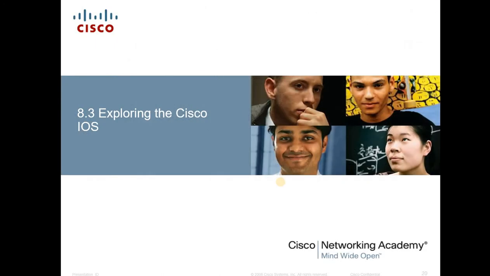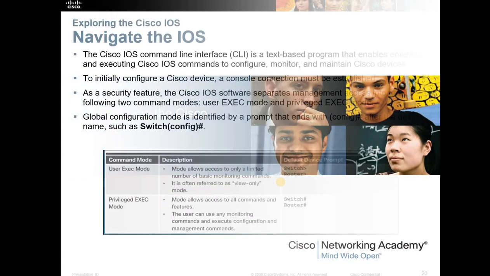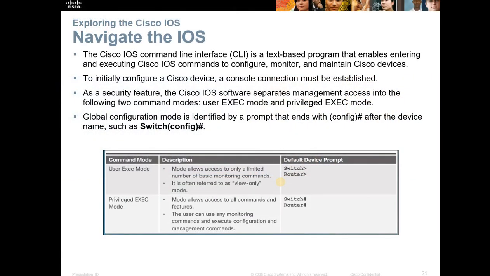So coming to exploring the Cisco IOS. Cisco IOS command line interface is a text-based program that enables entering and executing Cisco IOS commands to configure, monitor and maintain Cisco devices. To initially configure a Cisco device, a console connection must be established.